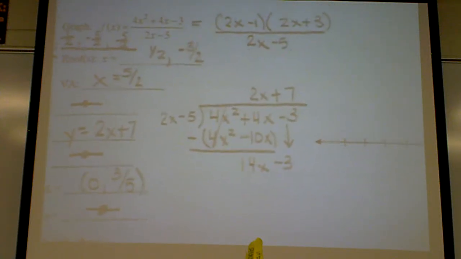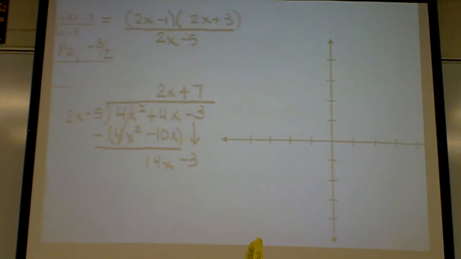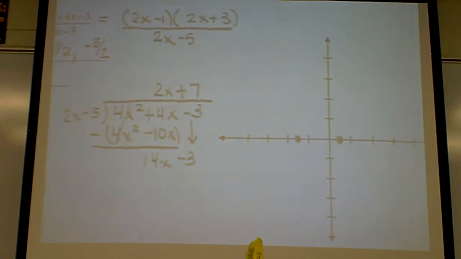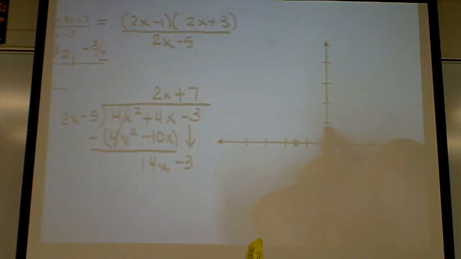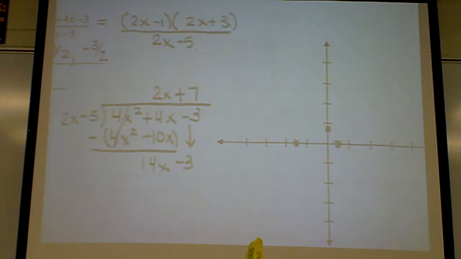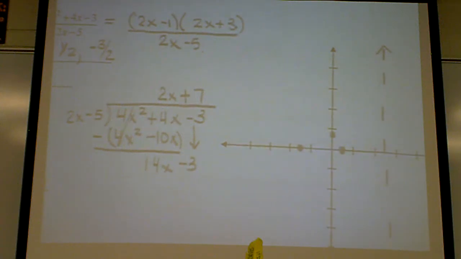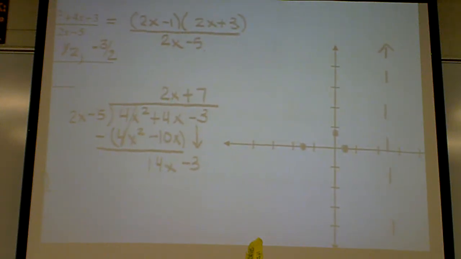So let's plot this. We have roots at 1/2 and -3/2. We have a y-intercept at 0, 3/5. I have an asymptote at x equals 5/2. And y equals 2x plus 7.